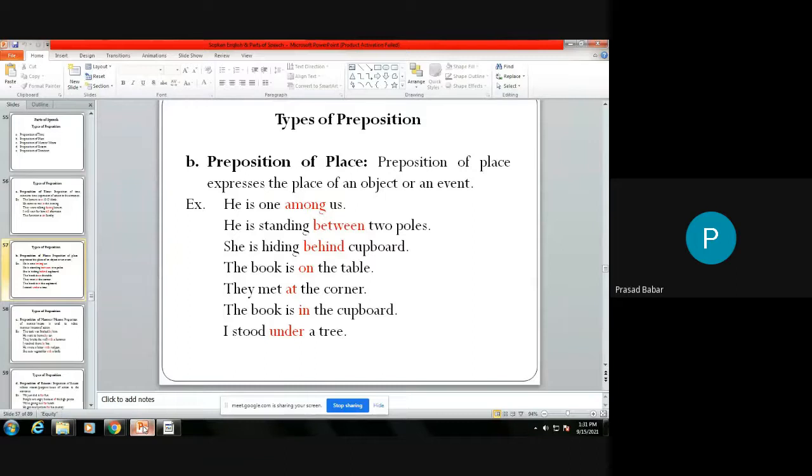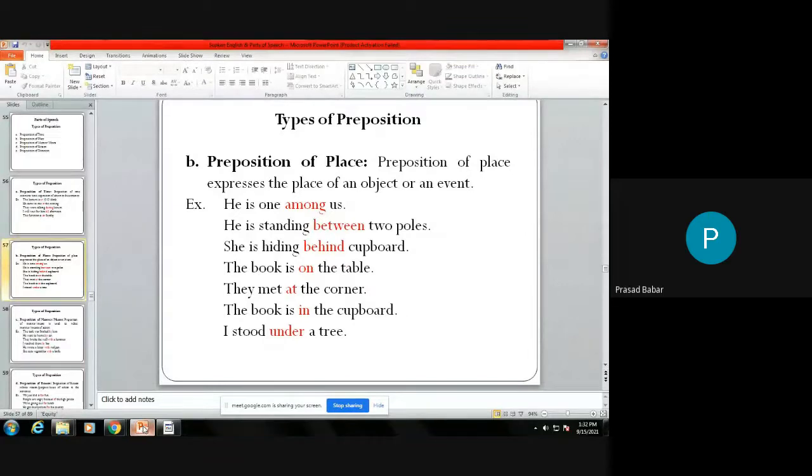Then the next is, she is hiding behind the cupboard. So in this example, behind is the preposition which shows the position of that girl, at which place that girl is hiding. Behind shows the place of that girl. So behind here works as a preposition of place.